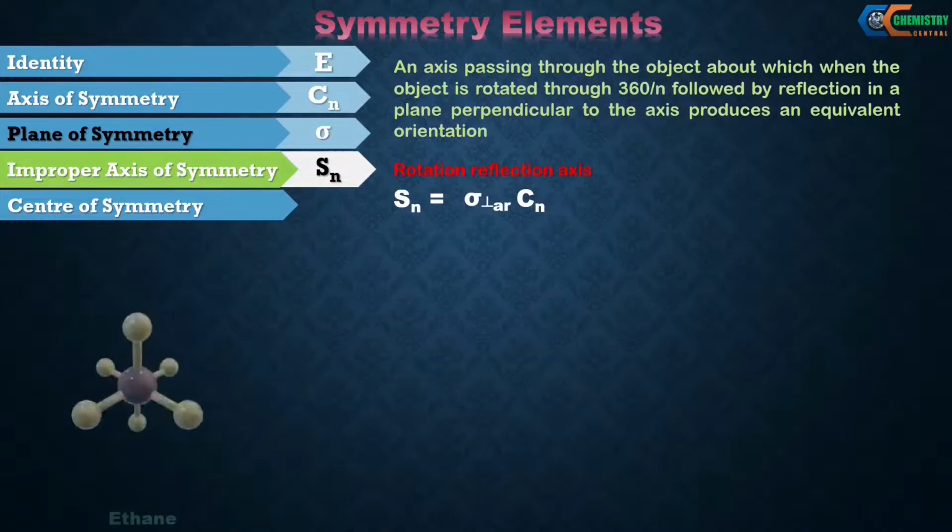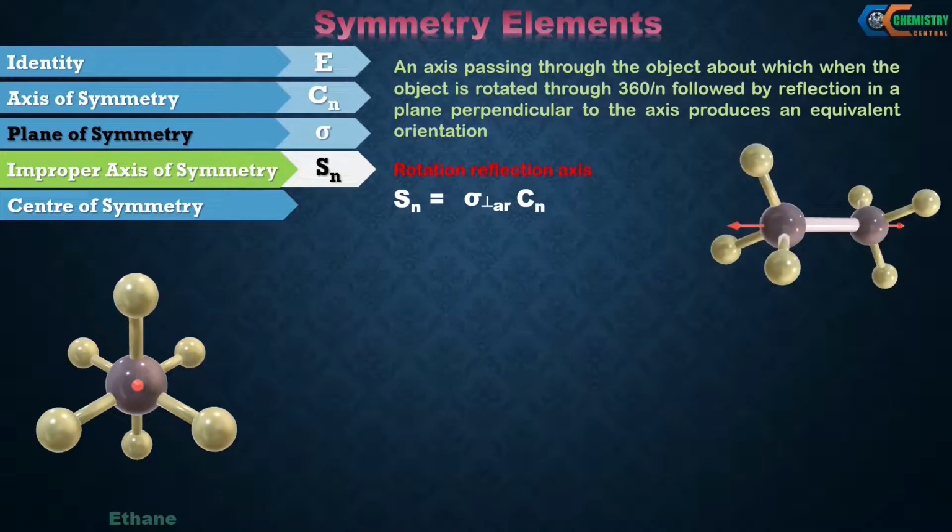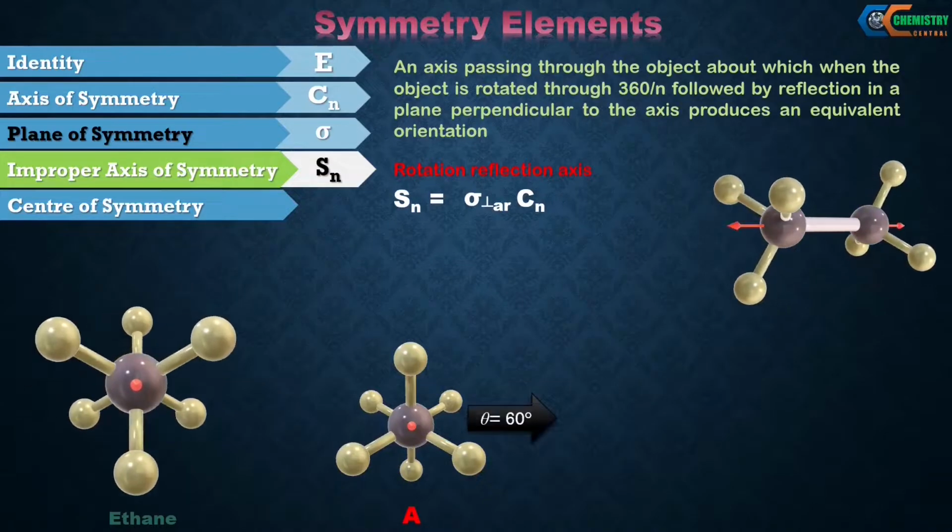Take staggered ethane for example and imagine a rotation axis passing through the center of the molecule along the carbon-carbon bond. Here is the 3D representation of the structure along with the principal axis. Let's call this structure A. If we rotate this molecule by 60 degrees, we will get structure B.